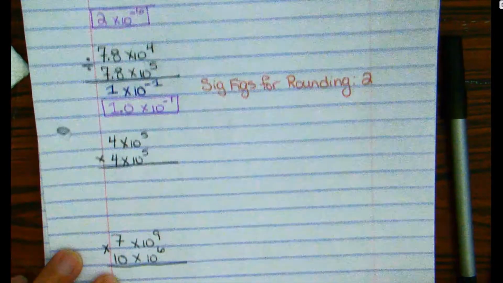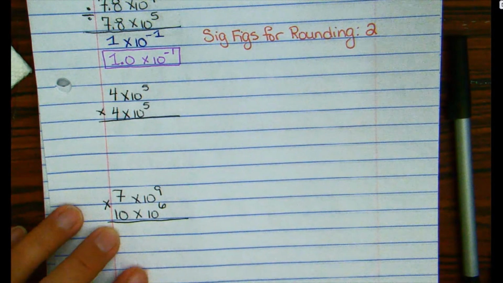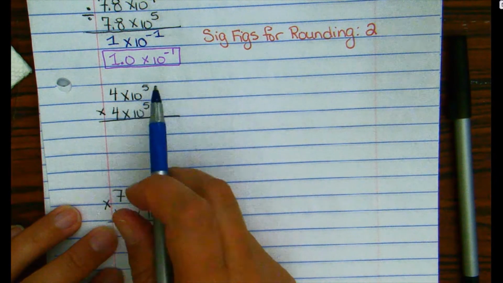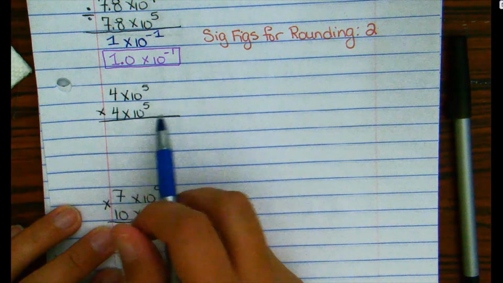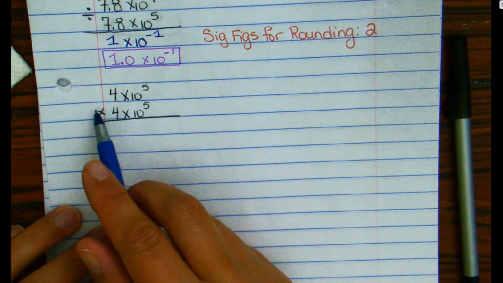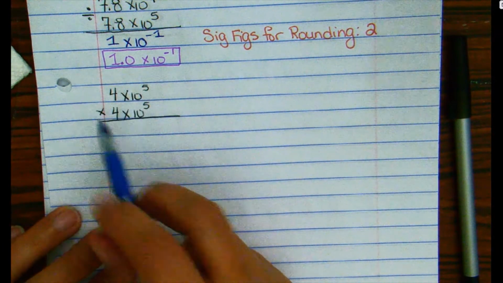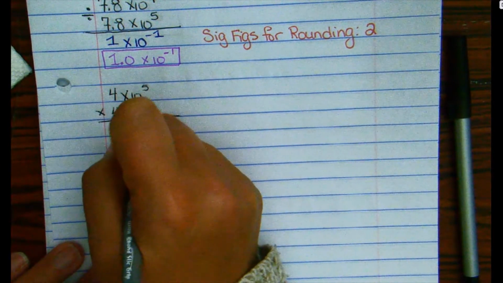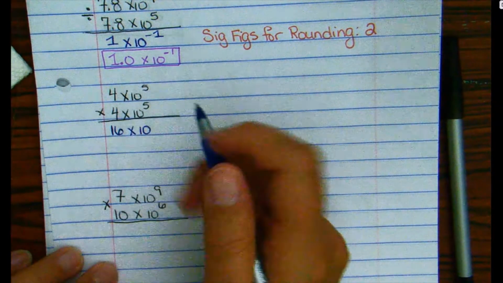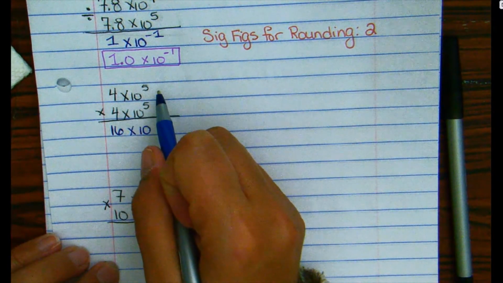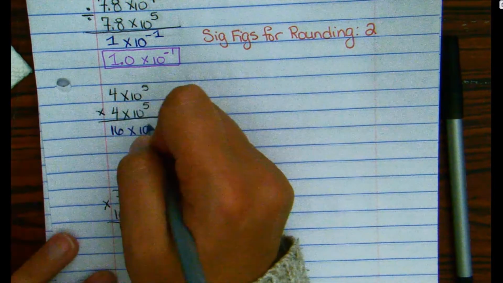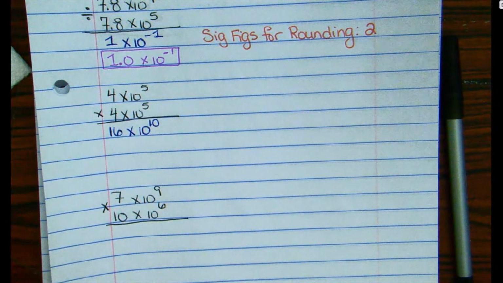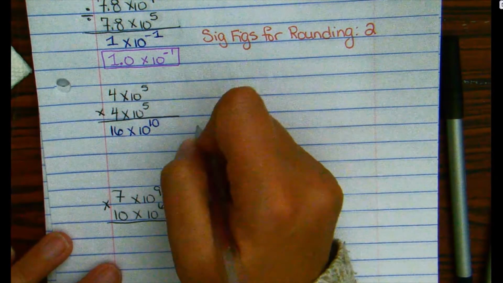Okay, let's try another one. 4 times 10 to the fifth times 4 times 10 to the fifth. So 4 times 4, doing everything before the x first, is 16. Then we're going to set up our scientific notation, and 5 plus 5 is 10. Now, we've got to worry about sig figs for rounding.